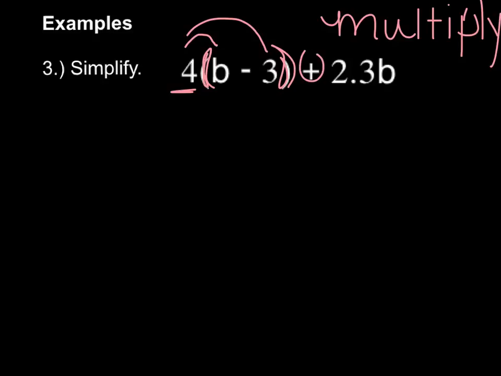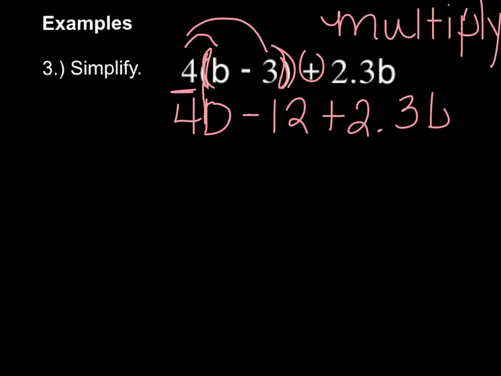Now this plus sign is like a stop sign. I do not multiply anything past the plus sign. So 4 times b is 4b, and 4 times -3 is -12. And then I'm just going to bring down my plus 2.3b.